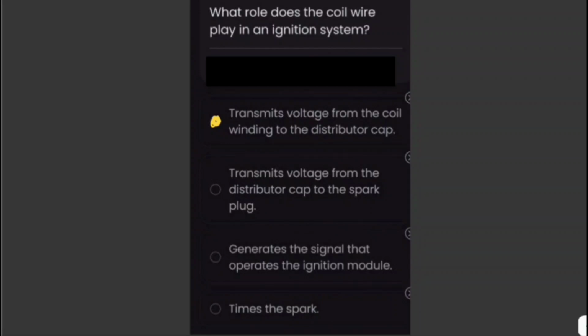The coil wire in an ignition system is responsible for transmitting high voltage from the ignition coil winding to the distributor cap. The distributor cap then distributes the high voltage to the individual spark plug wires, which ultimately deliver the voltage to the spark plugs for ignition. The coil wire acts as a bridge between the coil and the distributor cap, ensuring the efficient transfer of high voltage to the ignition system components.